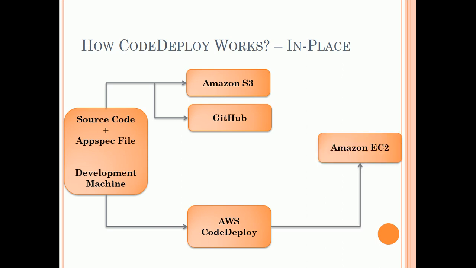Next, the AWS Code Deploy agent on each instance asks AWS Code Deploy to determine what and when to pull from the specified Amazon S3 bucket or GitHub repository. And finally, the AWS Code Deploy agent on each instance pulls the target revision from the specified Amazon S3 bucket or GitHub repository, and using the instructions in the AppSpec file deploys the content to the instance. So this is how in-place deployment works.